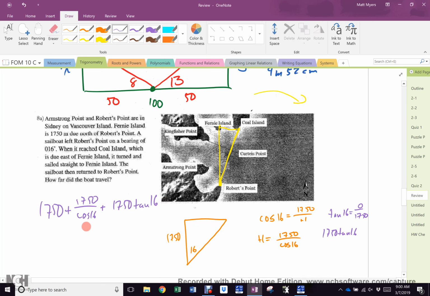It is, I lied, 3,900. Oh, no, I did that wrong. I forgot to divide by cos. I multiplied by cos. Whew, good thing I checked. Divided by cos 16 plus 1750 tan 16. There we go. 4,072.3.